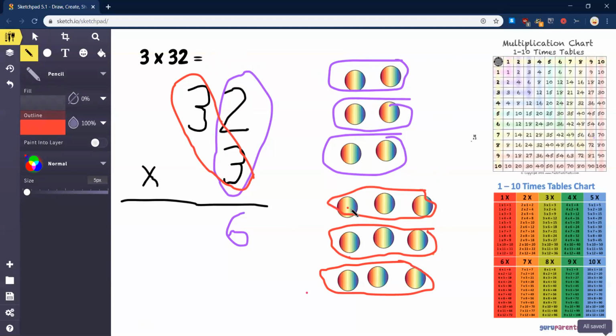And I have my 3 rows of 3. I can count them up one by one. 1, 2, 3, 4, 5, 6, 7, 8, 9. I can skip counting them, which is quicker and probably better to do. 3, 6, 9. 3 times 3 equals 9.